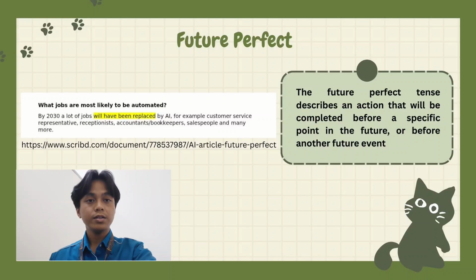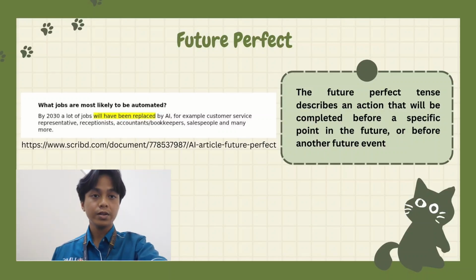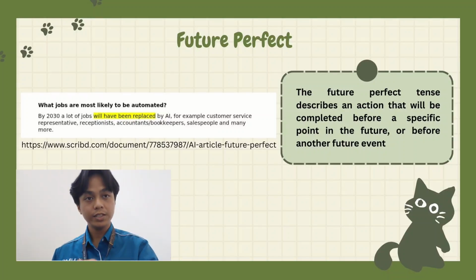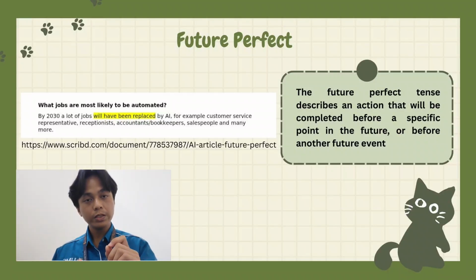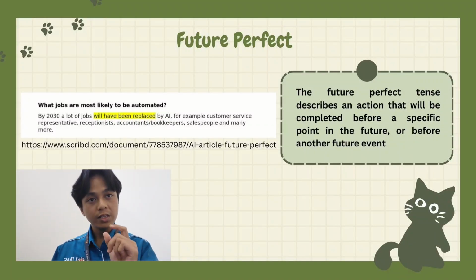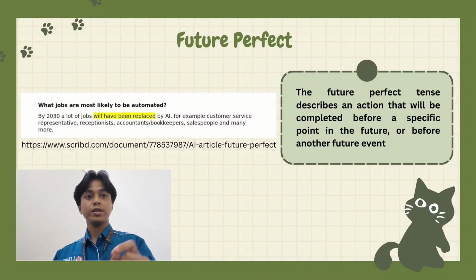Here is then the future perfect. First, the same, the meaning first. The future perfect tense describes an action that will be completed before a specific point in the future or before another future event. So here the key point is that we mention that it ends at a specific point of time.